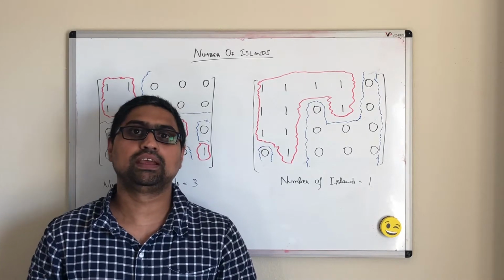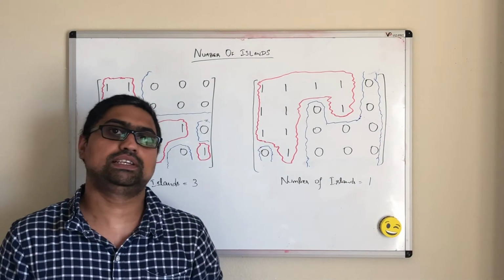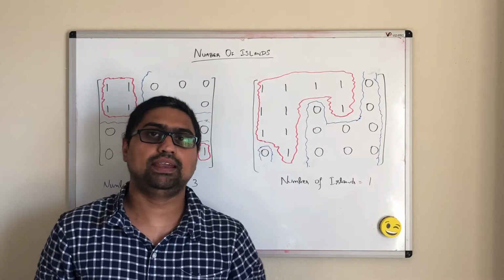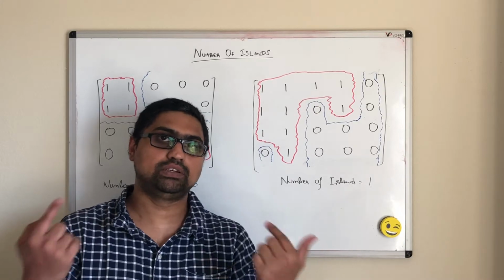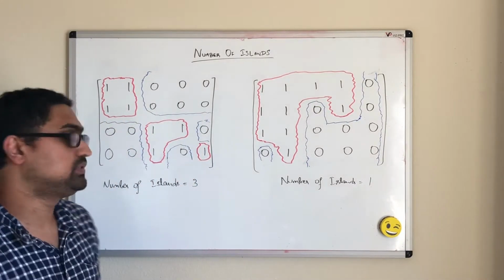In this video, I'll be showing you how to solve the problem number of islands. So firstly, what is an island? An island is an area of land that is surrounded by water on all sides. So with that premise, let us try to understand the problem statement.